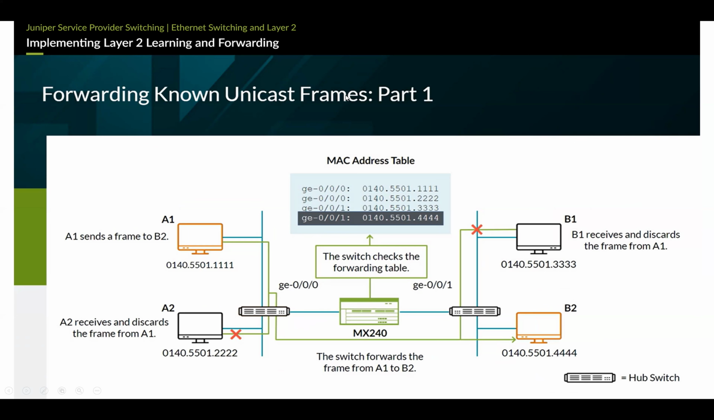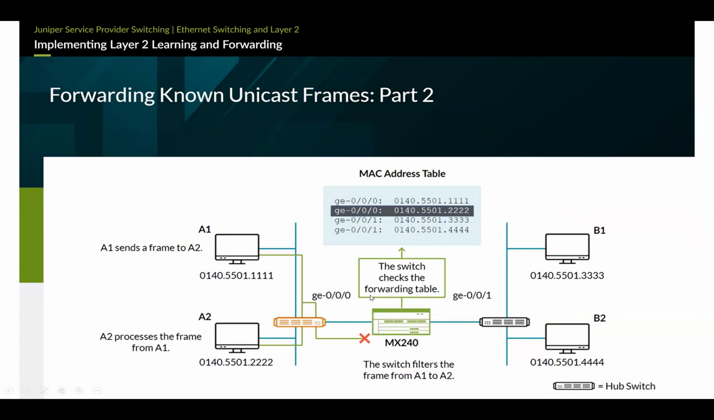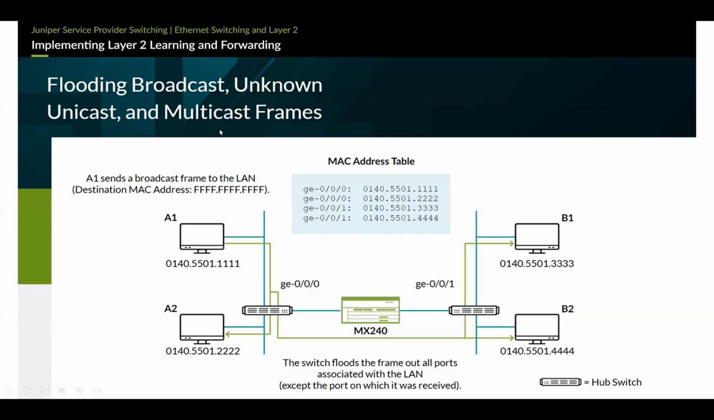Forwarding known unicast frames. If the MAC address is known, the frame will be forwarded. This is very simple. And flooding broadcast, unknown unicast and multicast frames. This MAC address is broadcast, all F. This MAC address is broadcast.